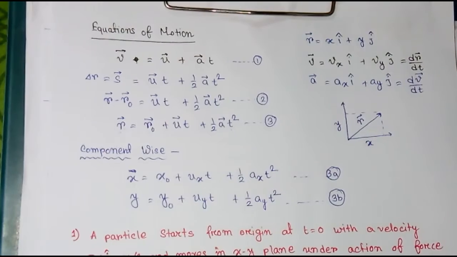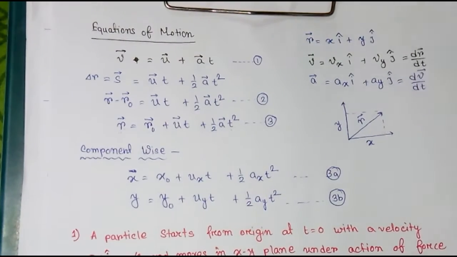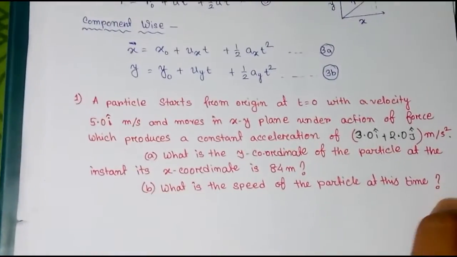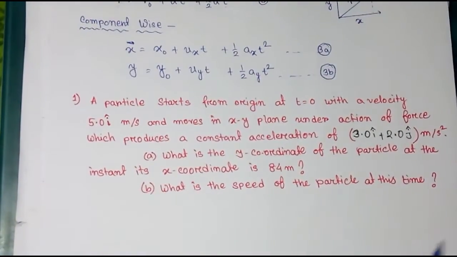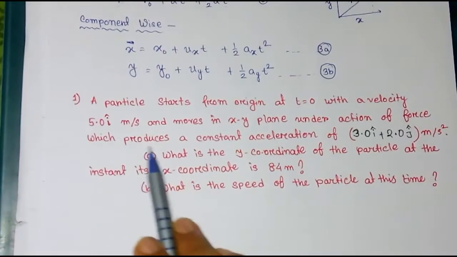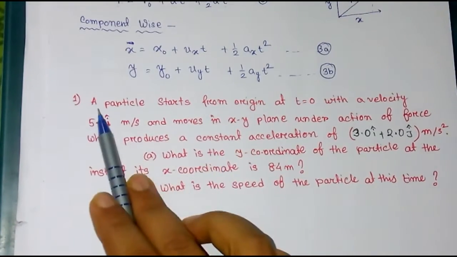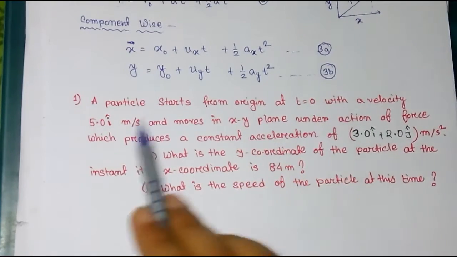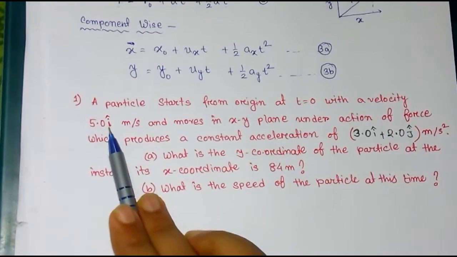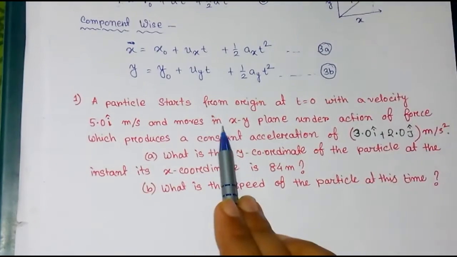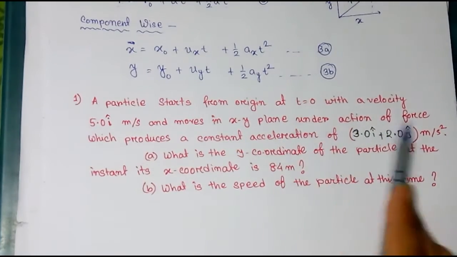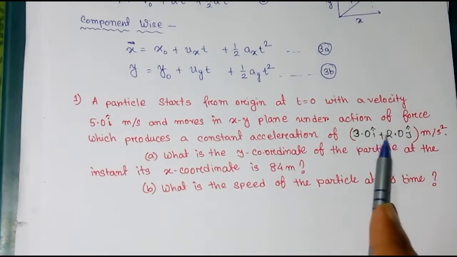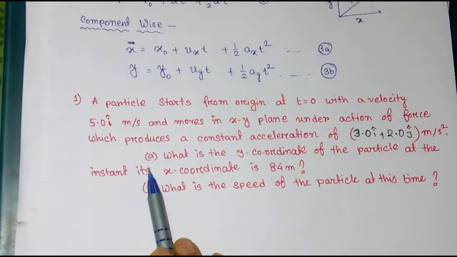It is very easy. Now let's do a numerical related to these formulas, and it is also in the NCERT book, you can find it. It is a very interesting numerical. A particle starts from the origin at time t equals 0 with a velocity 5 i hat meter per second and moves in the xy plane under the action of a force which produces a constant acceleration, this one, 3 i hat plus 2 j hat meter per second square.